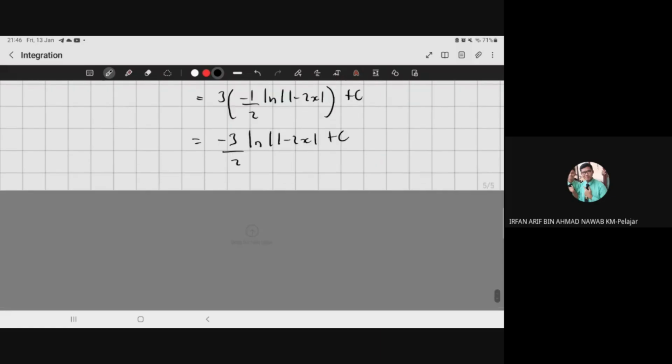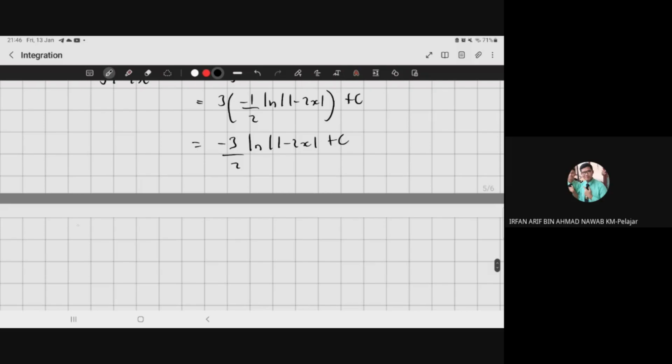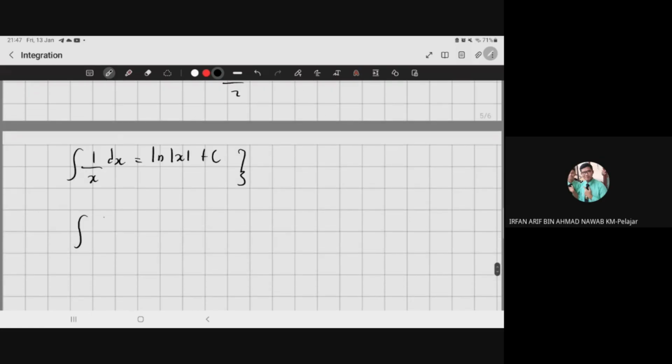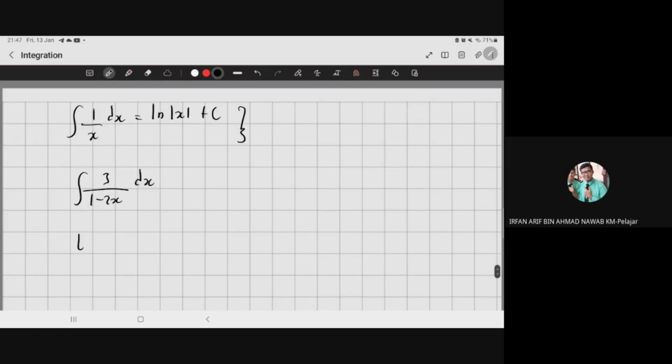Okay, I'm going to show you, even though I haven't got into it yet. Generally speaking, if we integrate 1 over x dx, we will get ln modulus of x plus c. This is true. But how do we obtain it if we have this question, 3 over 1 minus 2x dx? One of the ways is to apply the u substitution. So we let u equal 1 minus 2x. We differentiate it. This is how we apply the u substitution method.